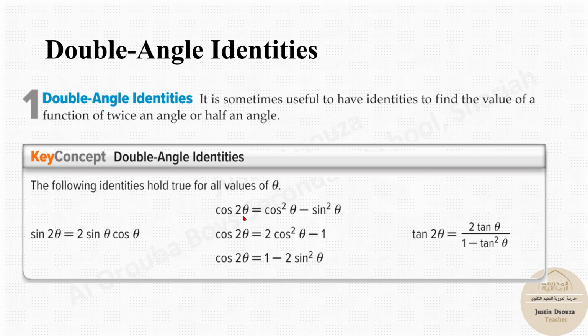Now you can see this cos 2 theta. Here, this can be simplified as cos square theta minus sine square theta. Using Pythagorean identities, you can solve them further and get 2 cos square theta minus 1 or 1 minus 2 sine square theta. And for tan 2 theta, it is 2 tan theta divided by 1 minus tan square theta. So these are the formulas which you must remember, and once you remember these, we can easily solve problems.